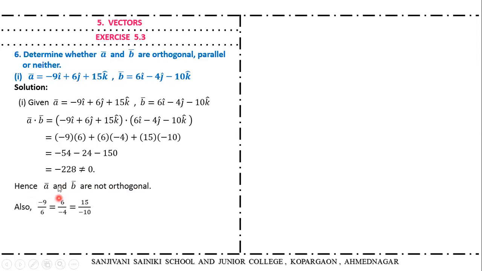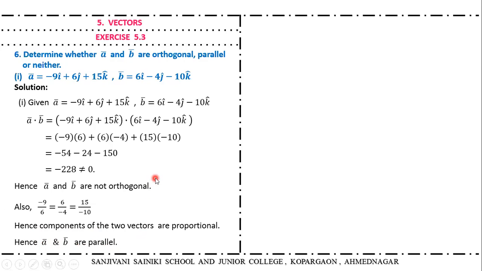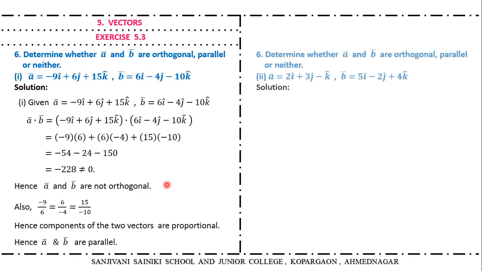Now we take the ratio of the components of the two vectors to check proportionality: -9 upon 6, 6 upon -4 and 15 upon -10. If we see the ratio of these components, they are the same. That means the components are in proportion. So A bar and B bar are parallel vectors. They are not orthogonal, not perpendicular, but they are parallel vectors.